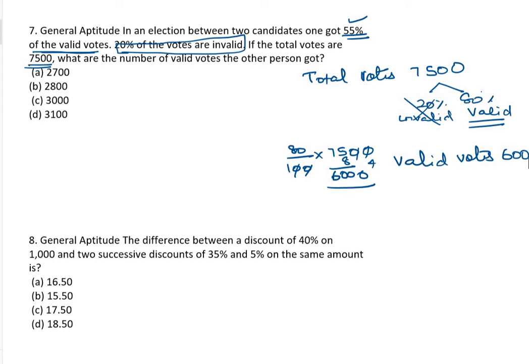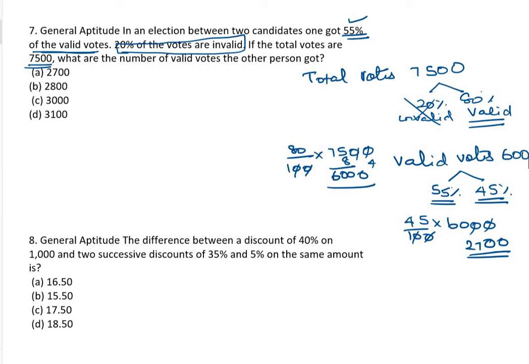Okay, and then 55% was got by one candidate. What about the next candidate? 45% remaining, because the total percentage is 100. So what is 45% of 6,000? That is the answer. Cancel these two. 6 5s are 30. Remainder 3. 27. 0. 2,700 votes, got by the other candidate.